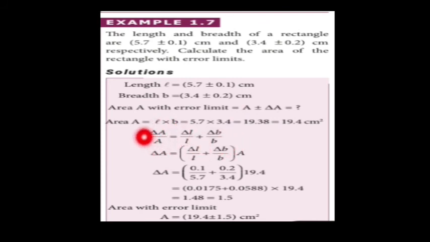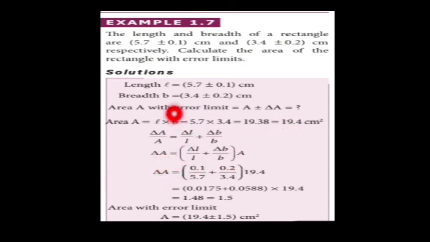Here we need only the del A value. Just cross multiply the A value. See the screen. So del A is equal to del L by L plus del B by B, into A. Just here there is a division, and on this side it goes as multiplication. So we can find del A from A. So what is A? L into B, that is 5.7 into 3.4. Just multiply. Then rounding off that value, 19.4 centimeter.